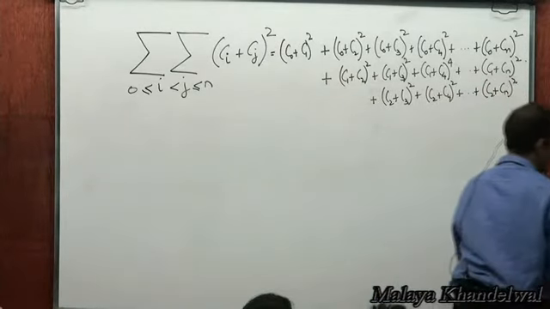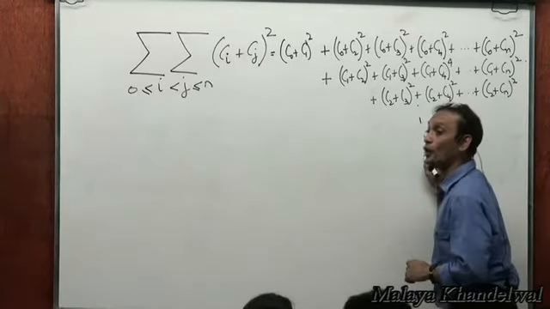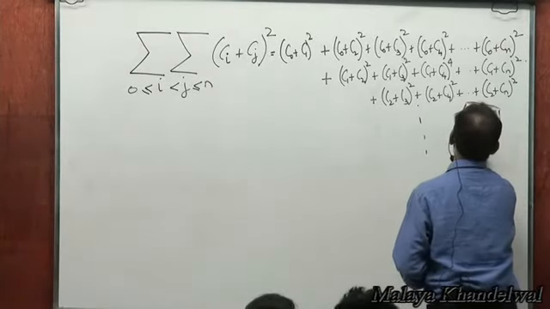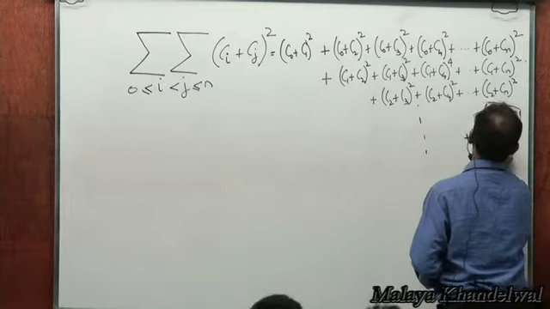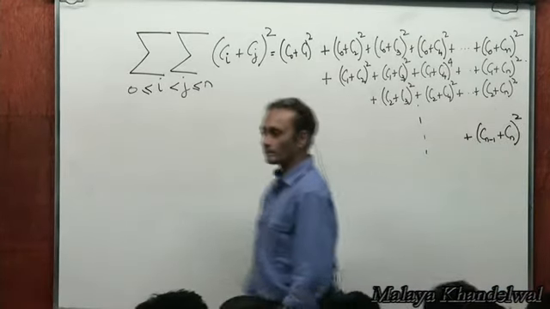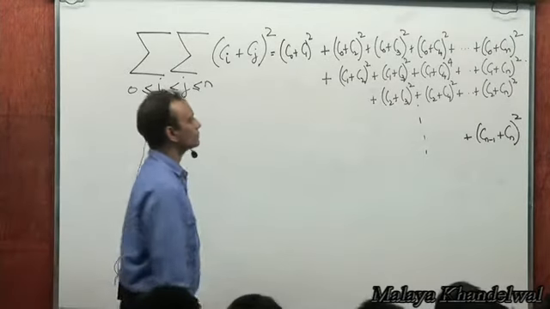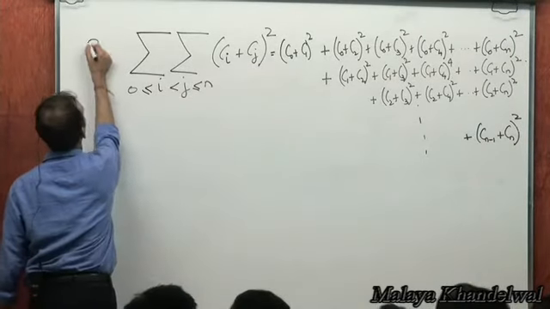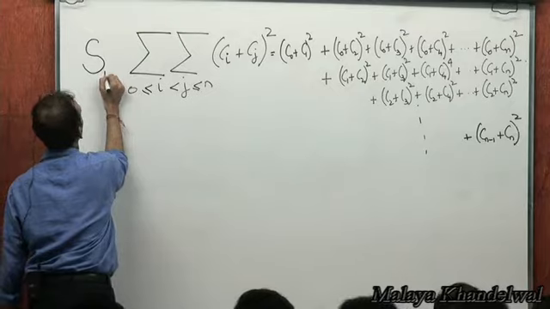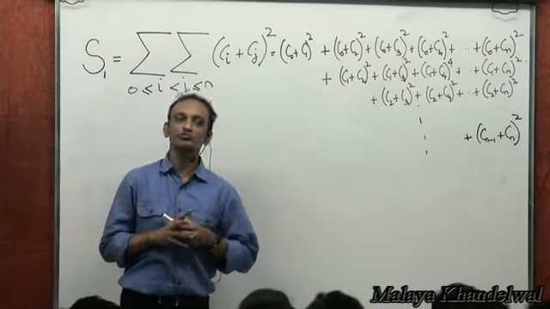Whole square, right? And then the last row would be for i equal to n minus 1 precisely. Let me call this summation S1. I need to find S1.